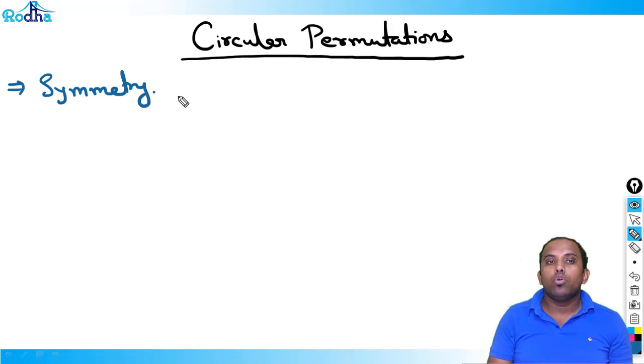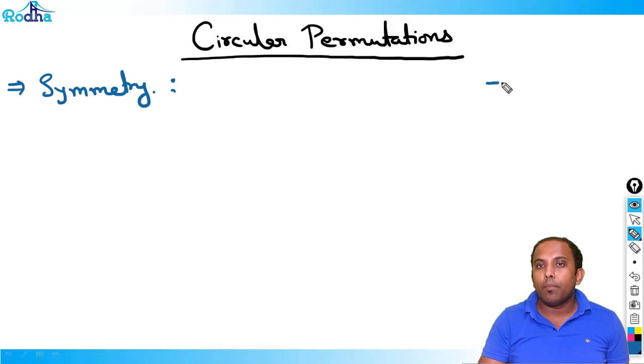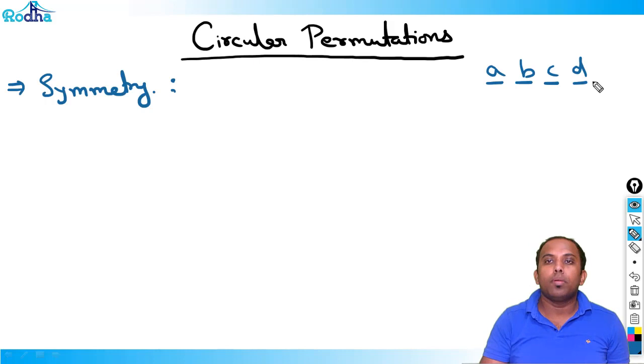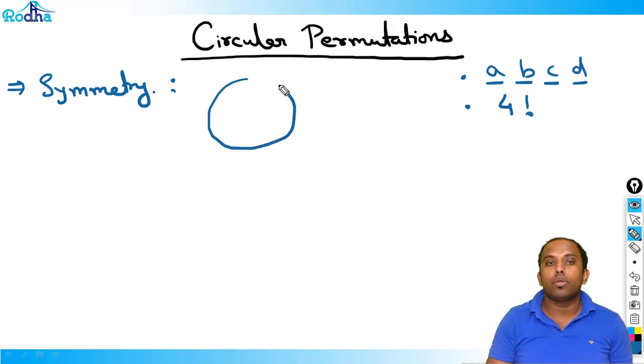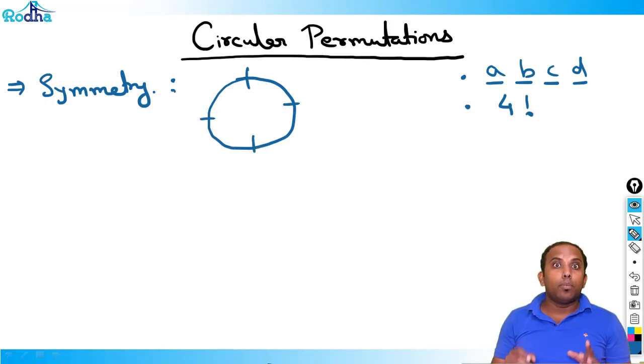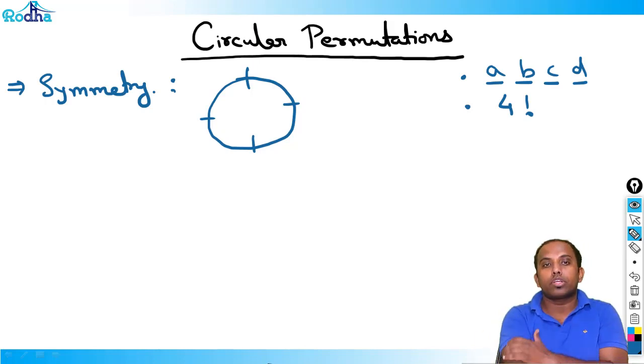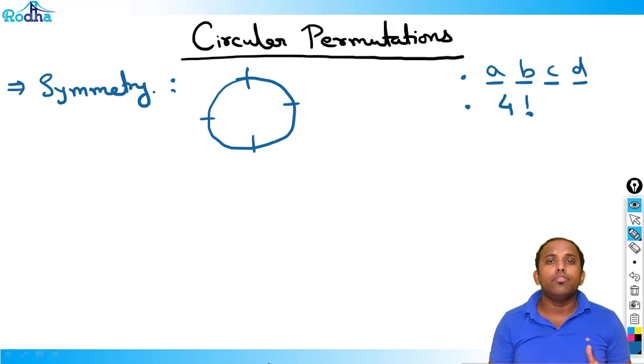Because if there are 4 people, A, B, C, D, sitting at 4 places in a linear arrangement, you can simply say they can be shuffled in 4 factorial ways. But due to symmetry, in circular permutation, you can't say that. If I put 4 people here, 1, 2, 3, 4, then you have to break the symmetry. This breaking of symmetry applies in these simple cases, and in very difficult questions also, so it is very important.